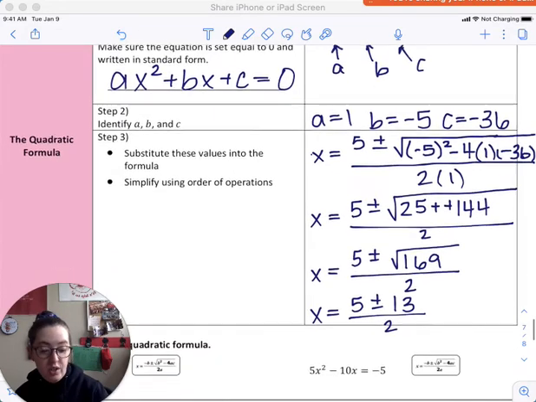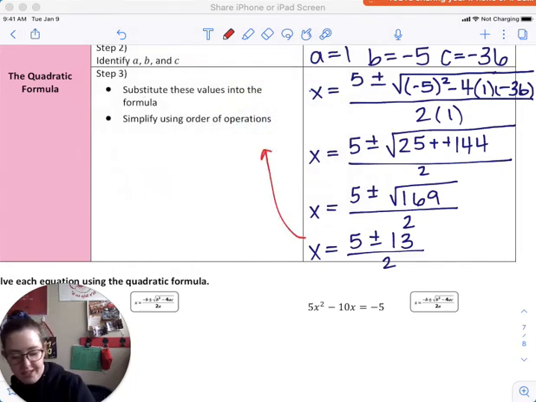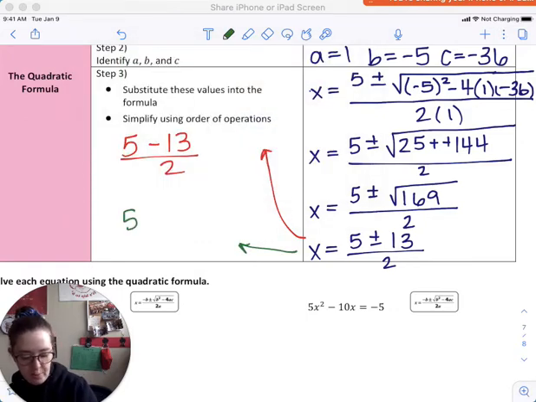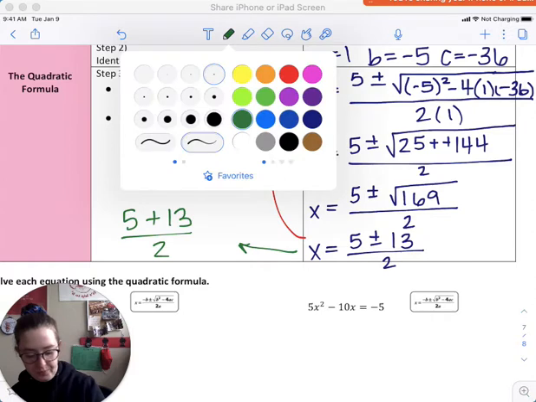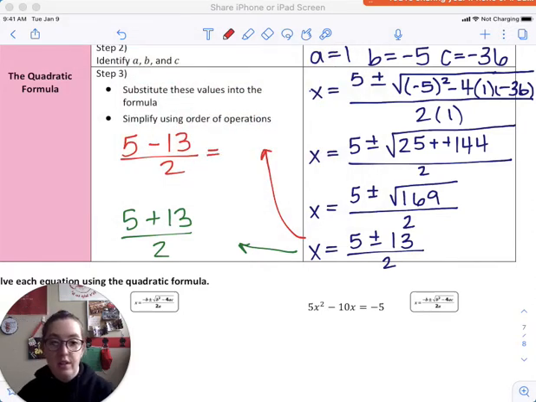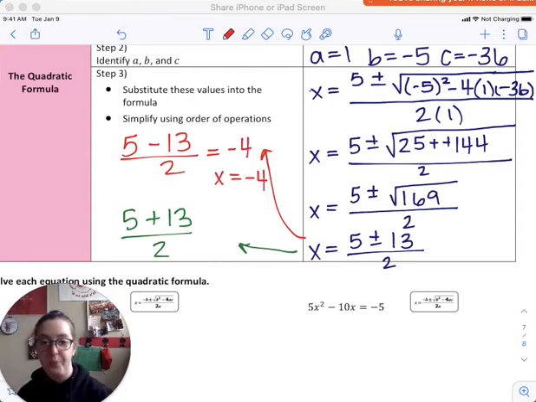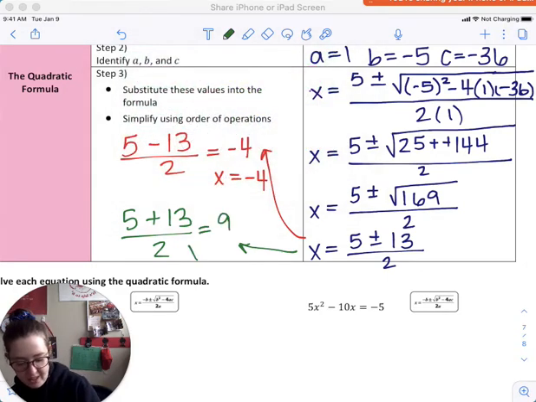Now we have two different problems here. We have one where we subtract, 5 minus 13 over 2. We're also going to have one where we add, 5 plus 13 over 2. That plus or minus means I have two different answers. 5 minus 13 is negative 8, divided by 2 is negative 4, so x equals negative 4. Then 5 plus 13 is 18, divided by 2 is 9. So x also equals 9.